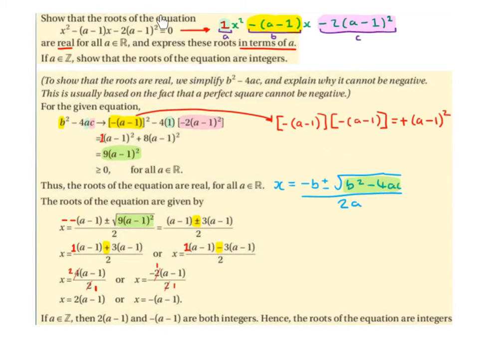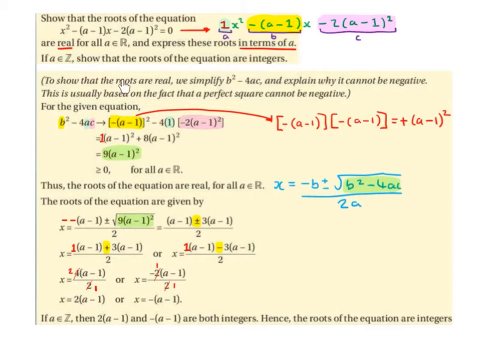Show that the roots of the equation x squared minus (a minus 1)x plus 2(a minus 1) squared equal to 0 are real for all a values that are an element of the real number set, and express these roots in terms of a. If a is an element of Z, the integer set, show that the roots of the equation are integers.